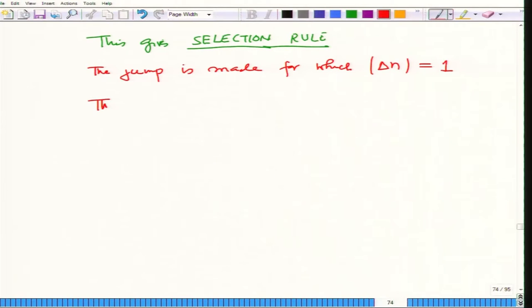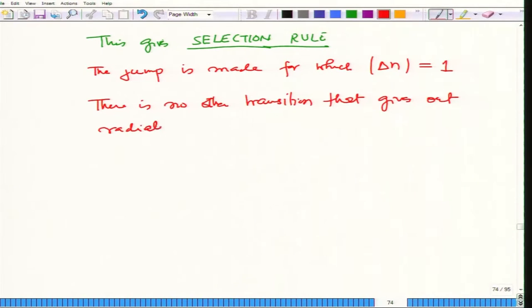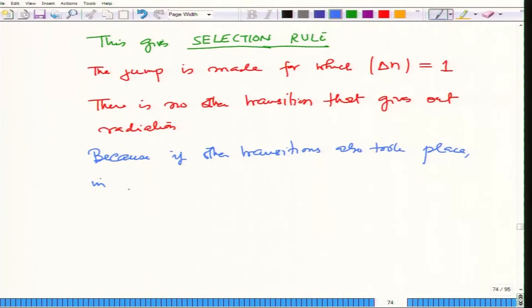So there is no other transition that gives out radiation. And why is that? Let me repeat. Because if other transitions also took place in the large n limit, we would see other frequencies also, and that does not happen. So to be consistent with the correspondence principle, there is only one transition allowed at the quantum level.